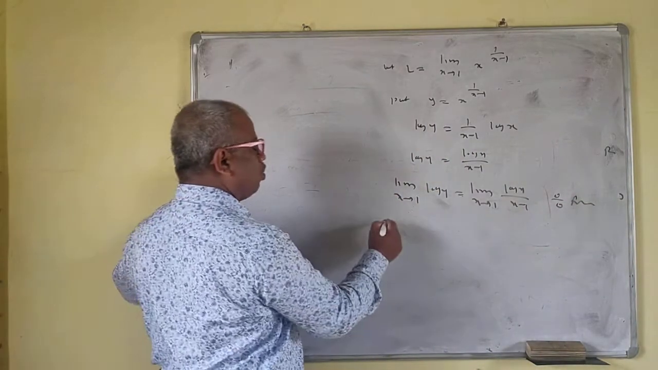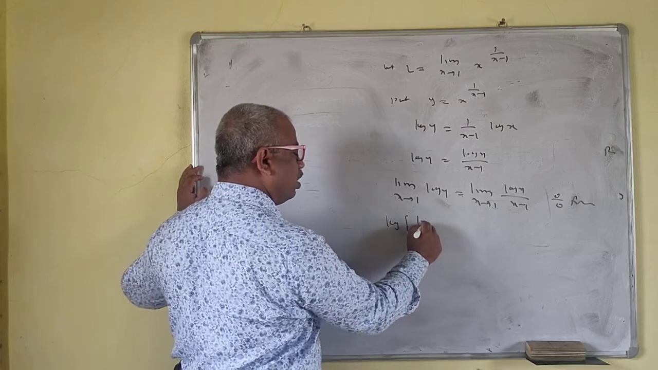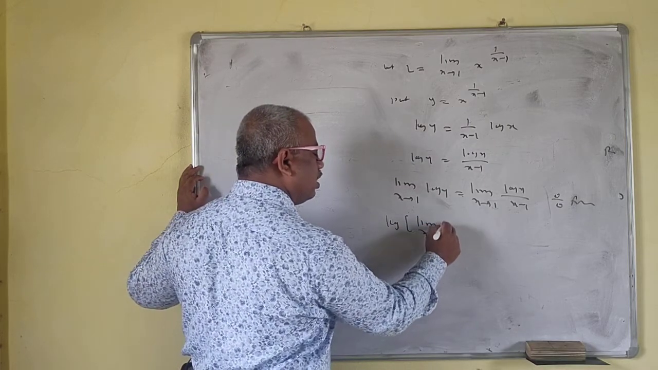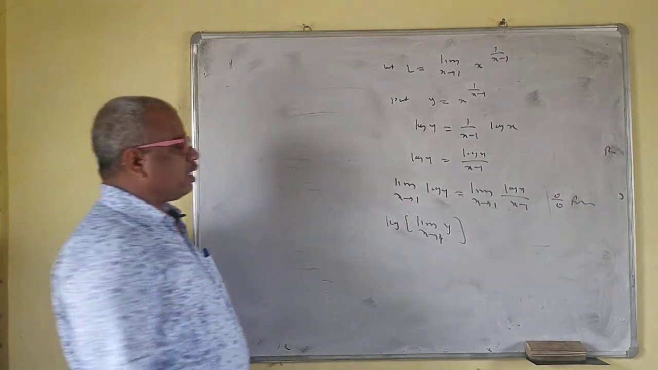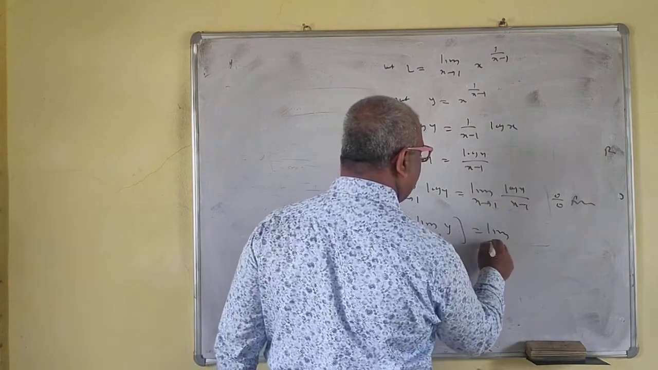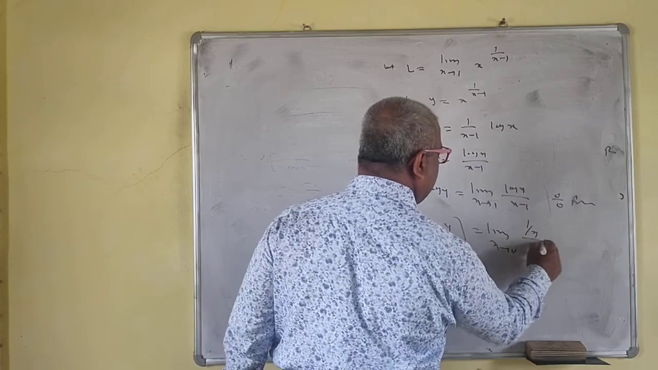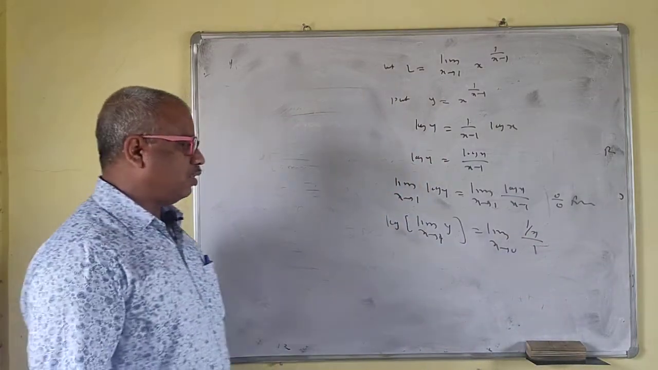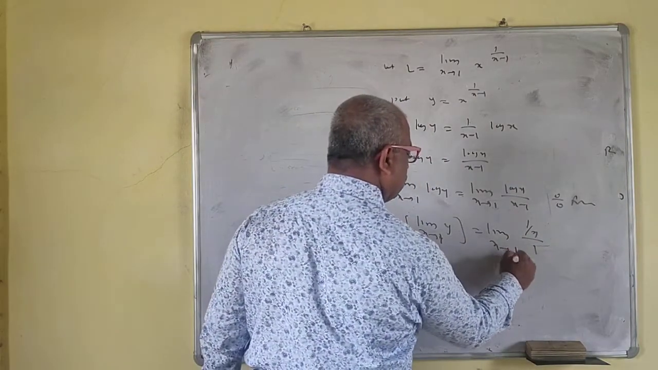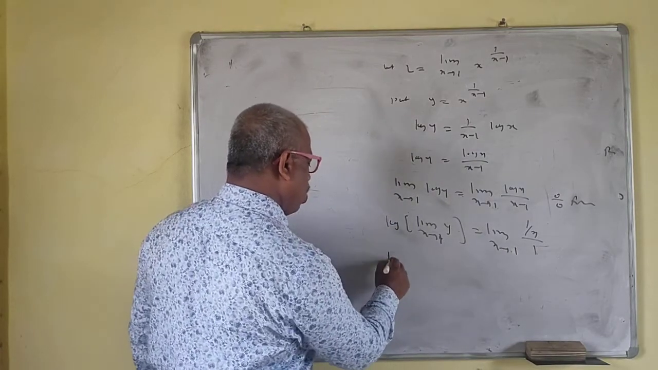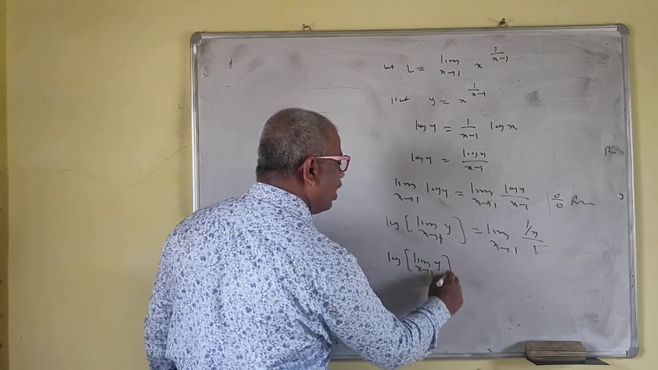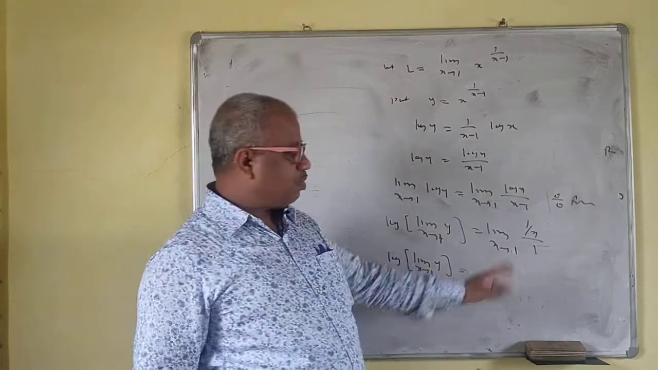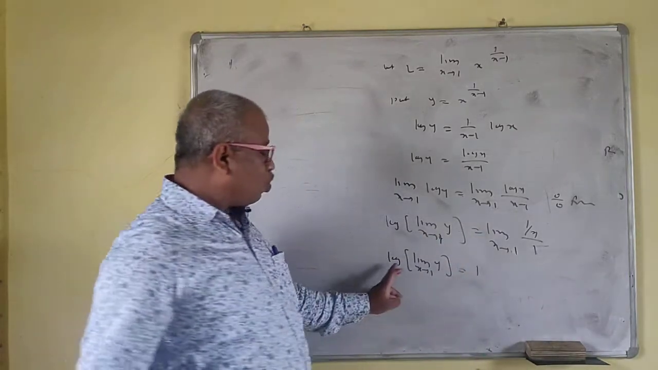So we'll shift log outside now. Log of limit, because we are interested to find the limit x tends to 1 of y now. So then you have to apply the L'Hospital rule. So this is 1 upon x upon 1. This is 1. So now this is log of limit x tends to 1 of y. What is this? This is not 0 by 0 form. So this is 1.